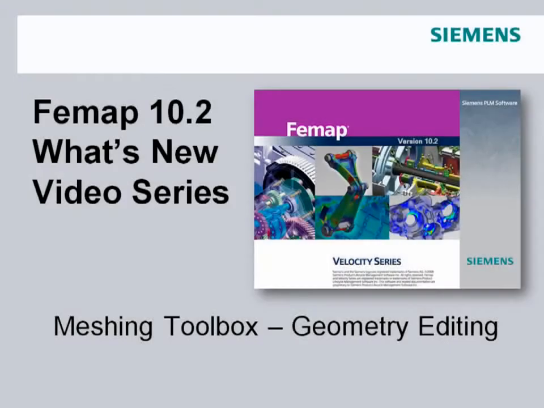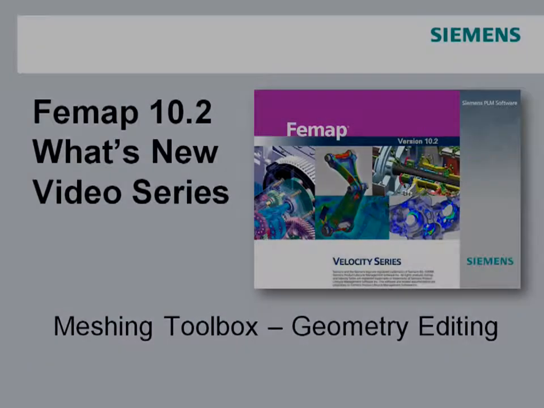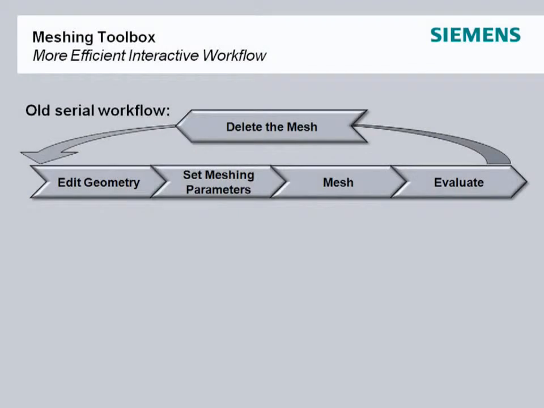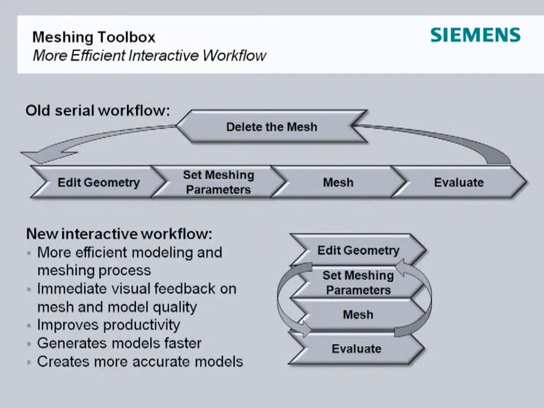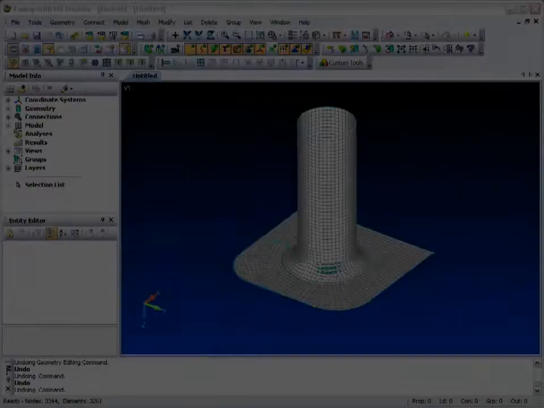In this video, we'll be looking at the new Meshing Toolbox geometry editing tools. The unique features of Femap's Meshing Toolbox are that all of the tools are interactive and can be used interoperably, which makes the process of preparing and creating the finite element model much faster and easier. Here we'll look at the geometry editing toolbox and see how it can be used with some of the other tools to modify and improve the finite element model.